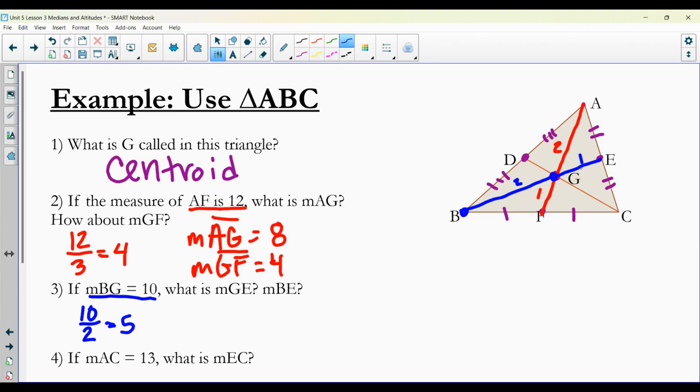That means the 1/3 part of the line is 5, and that's from G to E. So the measure from G to E is going to be 5. Then it's asking for B to E, meaning the whole thing. The 2/3 part is 10, the 1/3 part is 5. So that means the entire thing is equal to 15.